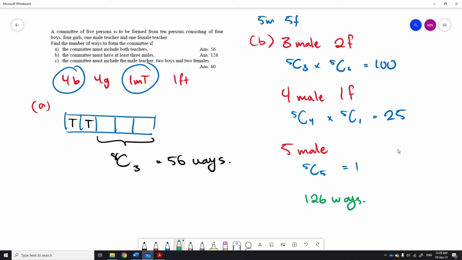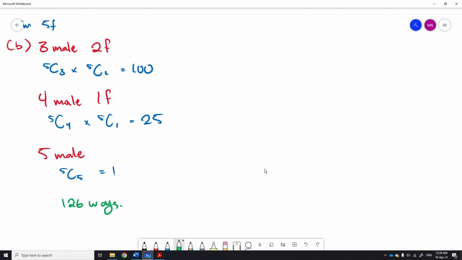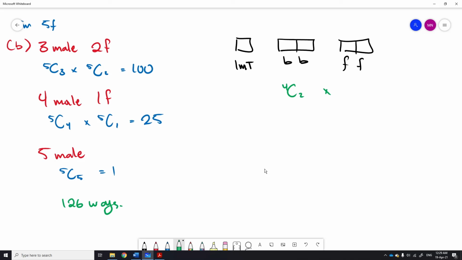Okay, then for question C, the committee must include the male teacher, 2 boys and 2 females. Since we want 1 male teacher, another 2 are boys and another 2 are females. For the boys, we have to select 2 boys from 4 boys, so that will be 4C2, multiplied by the females, where the female group includes the teacher, so that will be 5 females C2, so equal to 60 ways.